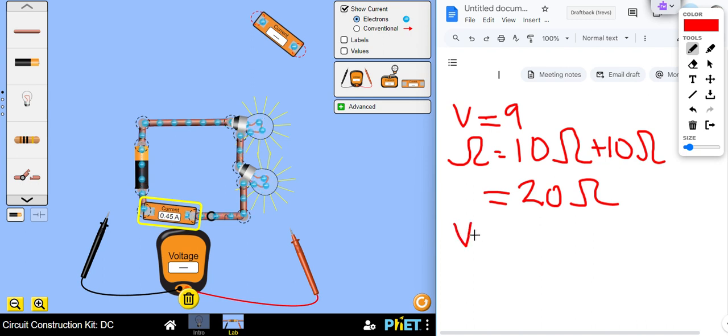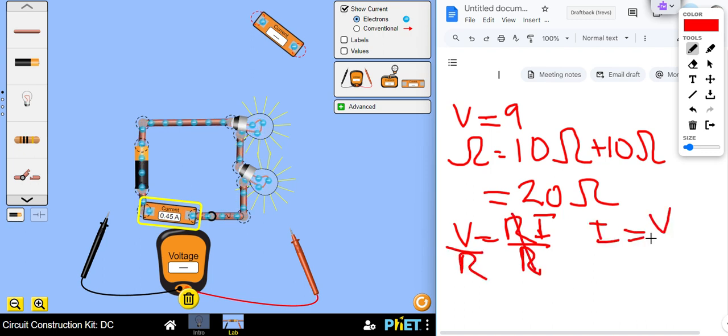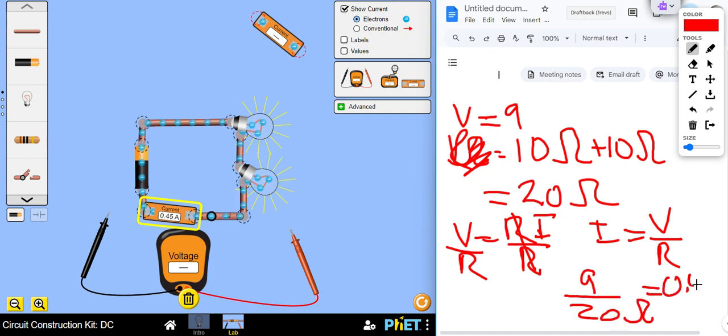Our formula was voltage equals resistance times current, V = R × I. We're trying to calculate current, so divide both sides by R, and we get current equals voltage over resistance. This should have been an R instead of the ohm symbol there. So voltage of 9 volts divided by 20 ohms equals, if you punch it in your calculator, 0.45 amps. And so, lo and behold, we detect 0.45 amps.